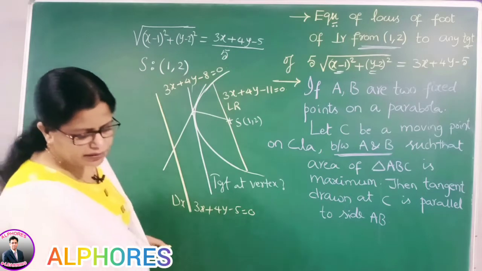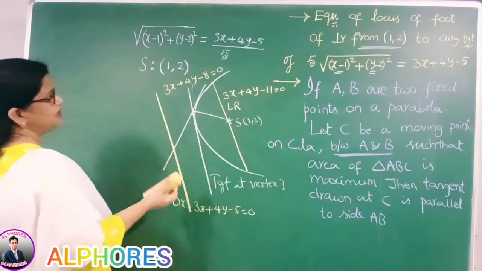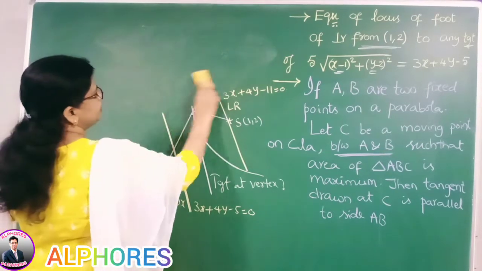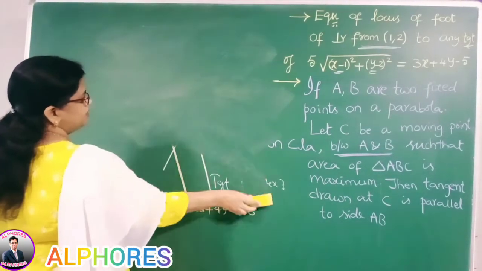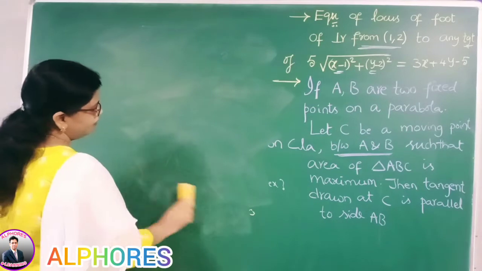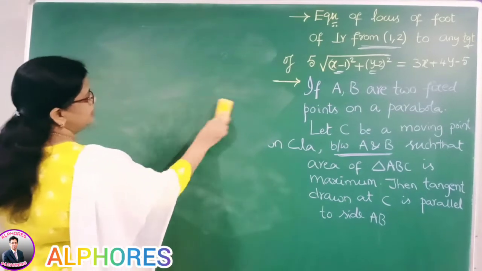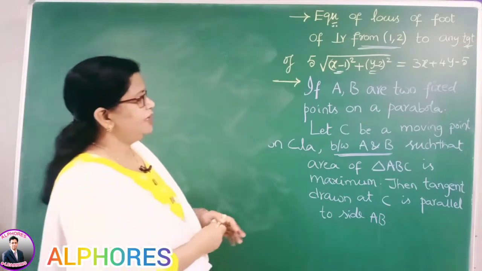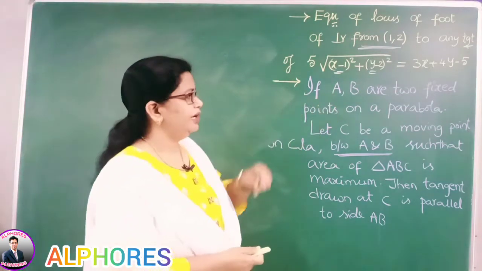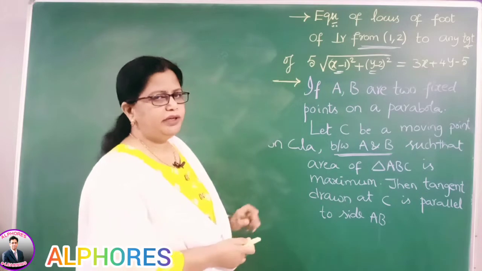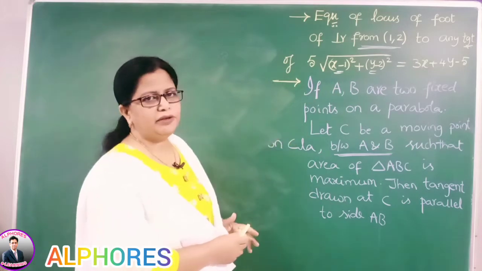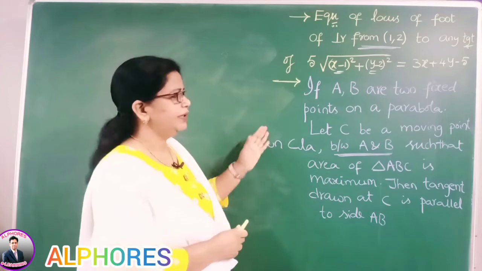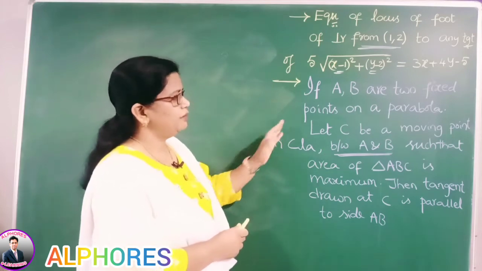Now students, observe the next one. This is another property, and already we have done some properties. Observe carefully, one of the important properties. What is the data given in the problem? A and B are given two fixed points on a parabola. That means they are given just like (1, -3), (2, 2), like that. Some two points given on the parabola.